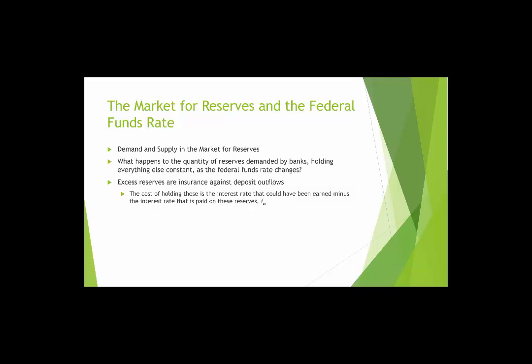So the cost of holding these is the interest rate that could have been earned minus the interest rate that is paid on these reserves. The interest rate that's paid on excess reserves that the banks have is i subscript OR. I don't know why he calls it OR. I would think it would be better to call it ER, but he doesn't. He calls it OR.